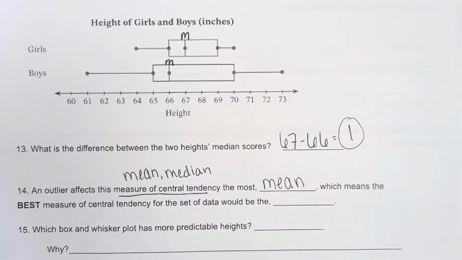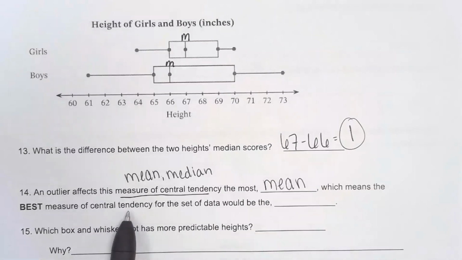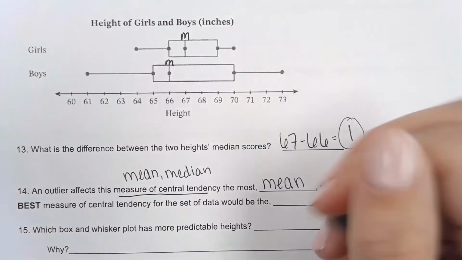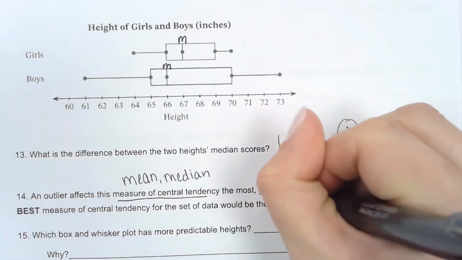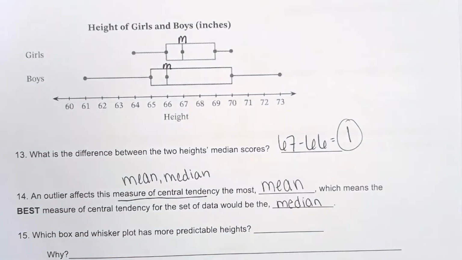Or vice versa, let's say a lot of students failed, but I did have one student get 100. My one person that got 100 is the outlier, and they are going to bring up my mean because they had a big outlier. So your outlier is always going to affect the mean the most, which means your best measure of central tendency for the set of data would then just be the median. If your outlier is going to affect the mean the most, you would then want the median to be the central tendency number that you want to look at.